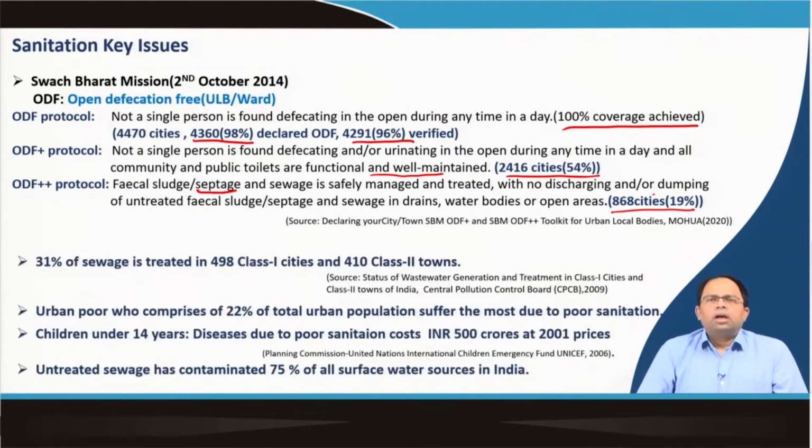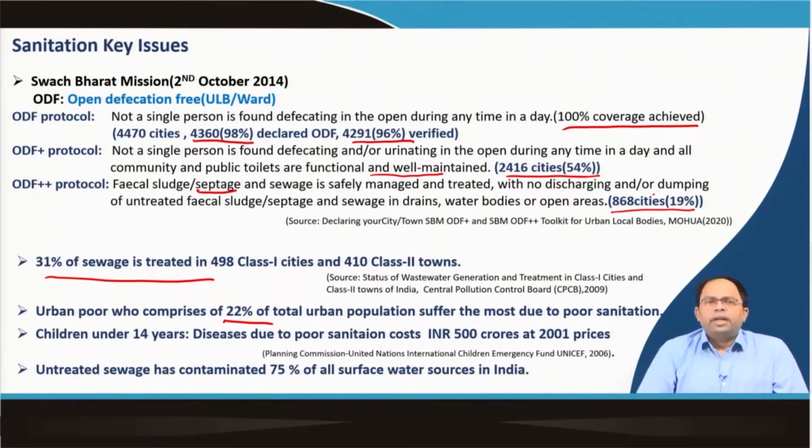So, a few more snapshots of our status: 31% of sewage is treated in 498 class 1 cities and 410 class 2 towns. This is among class 1 and class 2 towns that we see these values. And primarily we see the urban poor suffer the most due to poor sanitation, the reason we were discussing earlier, and this comes to around 22% of the total population, which is a huge value.